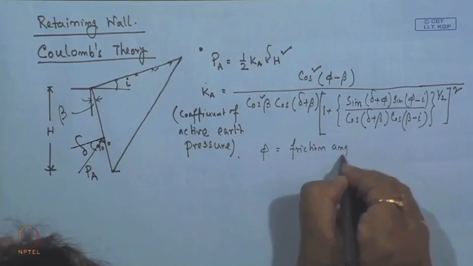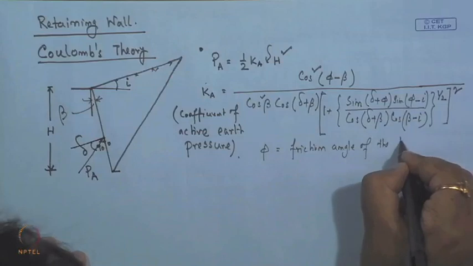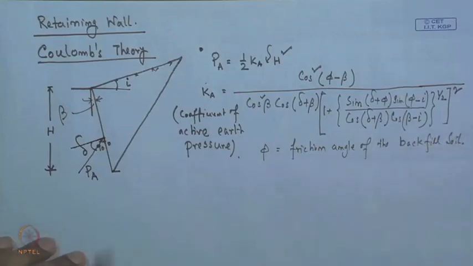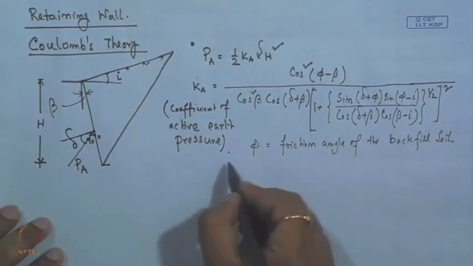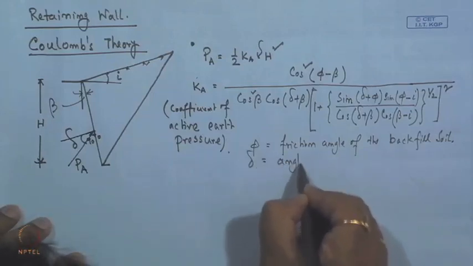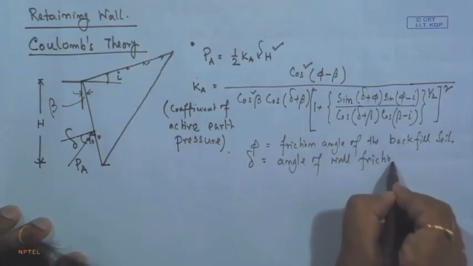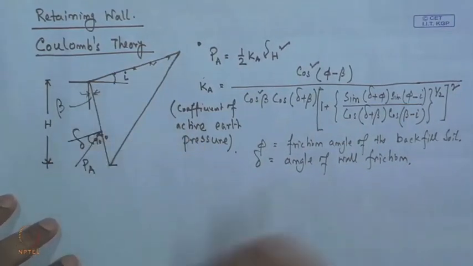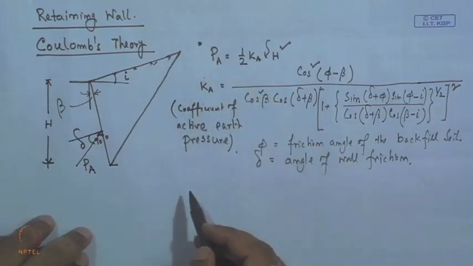Phi is the angle of friction of the backfill soil. As I mentioned, delta is the angle of wall friction, the angle between the soil and the wall. So, this is the active force for the static condition.